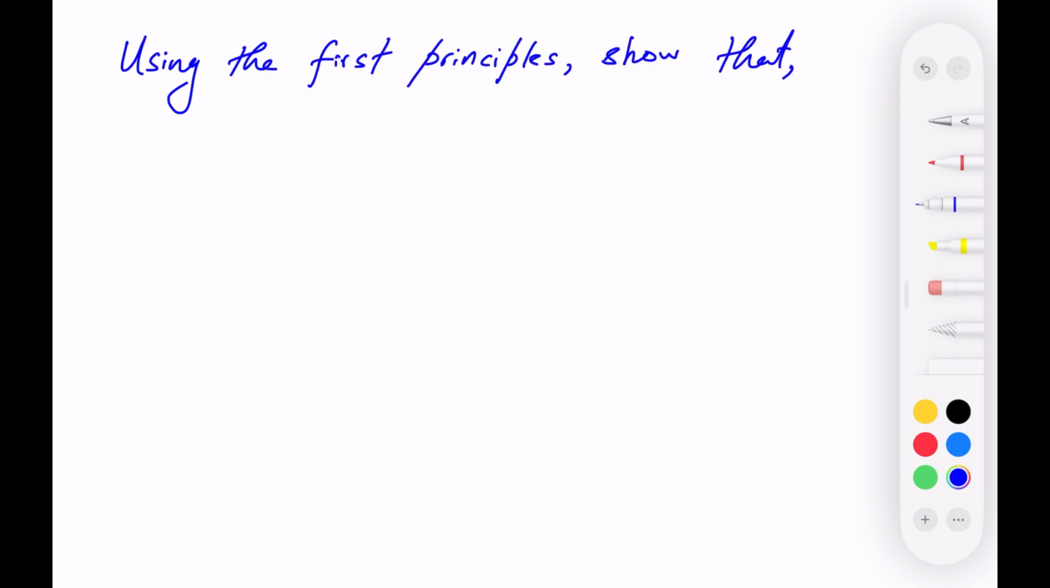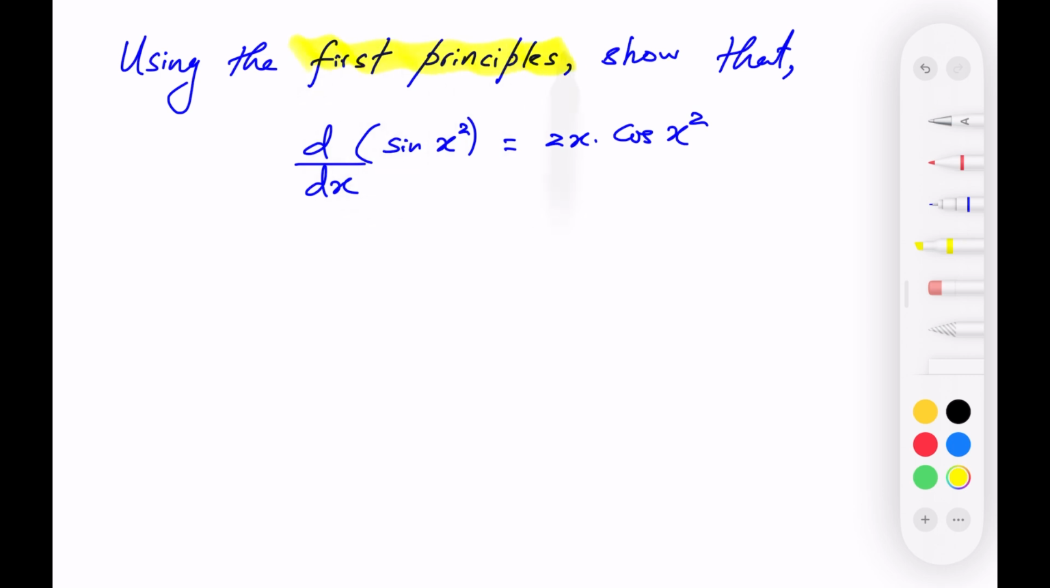This video discusses another problem on differentiation using the first principles. The problem is, using the first principles, show that d by dx of sine x squared is equal to 2x times cosine x squared. We need to differentiate this using the first principles. That means we cannot simply go ahead and use the chain rule and obtain the answer. We have to establish this result from the basics using the first principles.